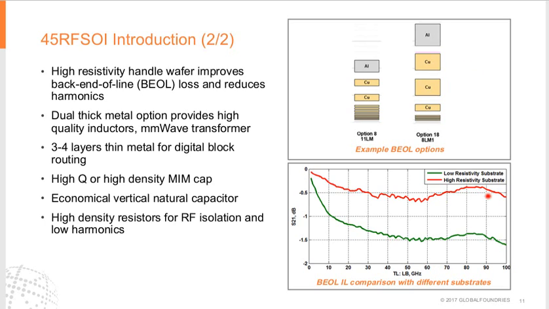This is a comparison of 2 different types of substrate. This one, the green curve, is based on the low resistivity substrate transmission line loss measurement. We can see that when improved to the high resistivity substrate, the insertion loss improved a lot. So this is very, very important for the mmWave transmission line, and a low loss transmission line is very helpful for that. And we also provide 3 to 4 layers of thin metal for the digital block routing. In this process, we also provide a high Q, high density MIM capacitor. At the same time, if we want to reduce cost, we also provide the economical vertical lateral capacitor.